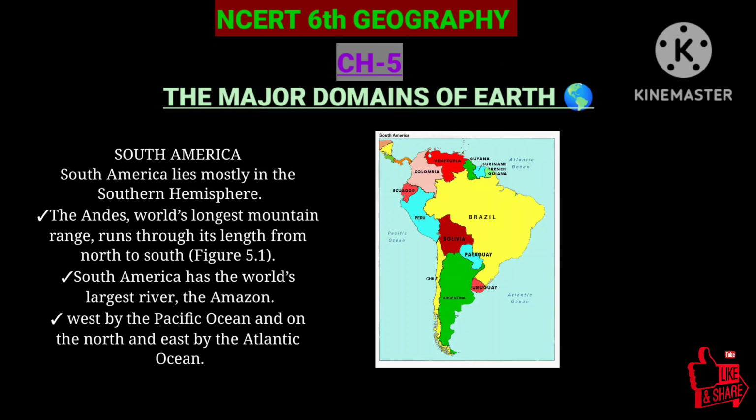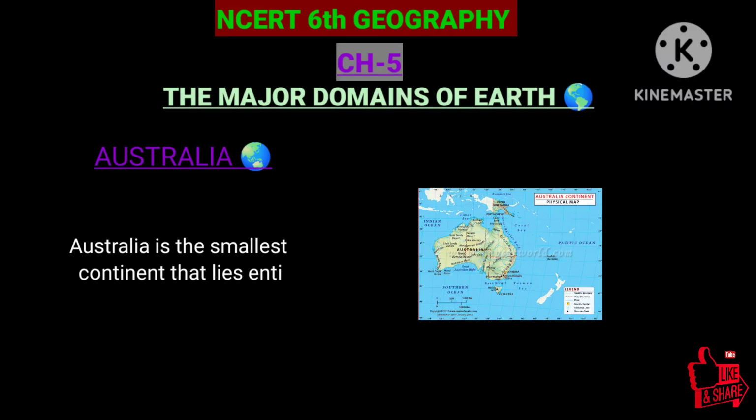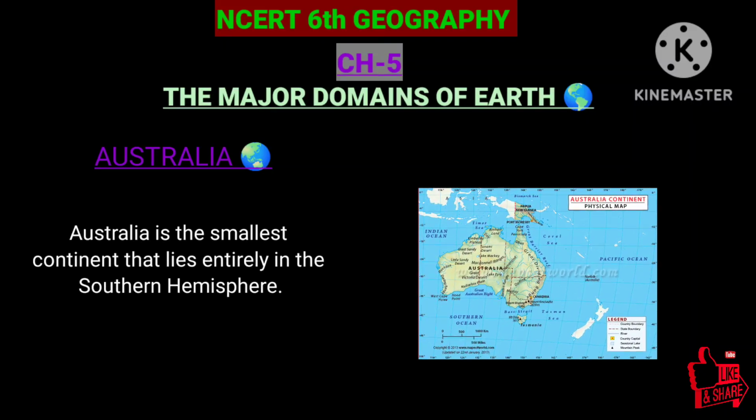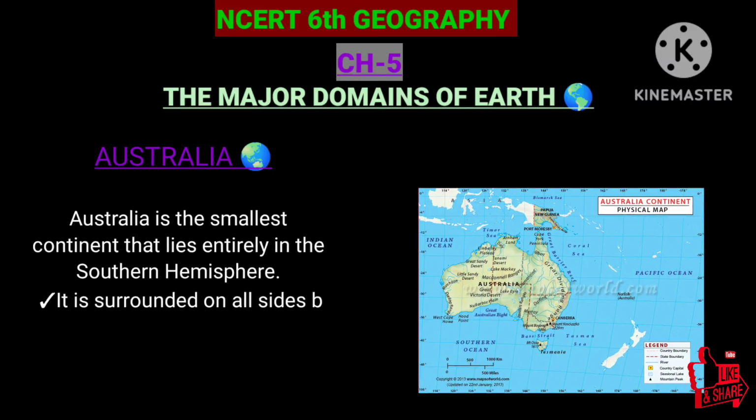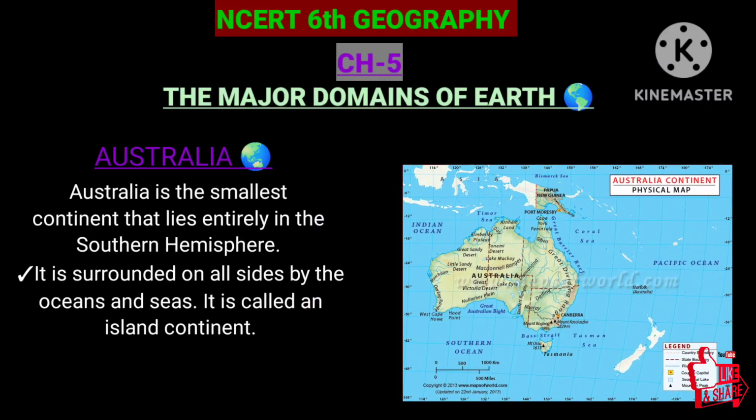South America has the world's largest river, the Amazon. South America is surrounded in the west by the Pacific Ocean and on the north and east by the Atlantic Ocean. Another continent is Australia. Australia is the smallest continent that lies entirely in the southern hemisphere. It is surrounded on all sides by oceans and seas.